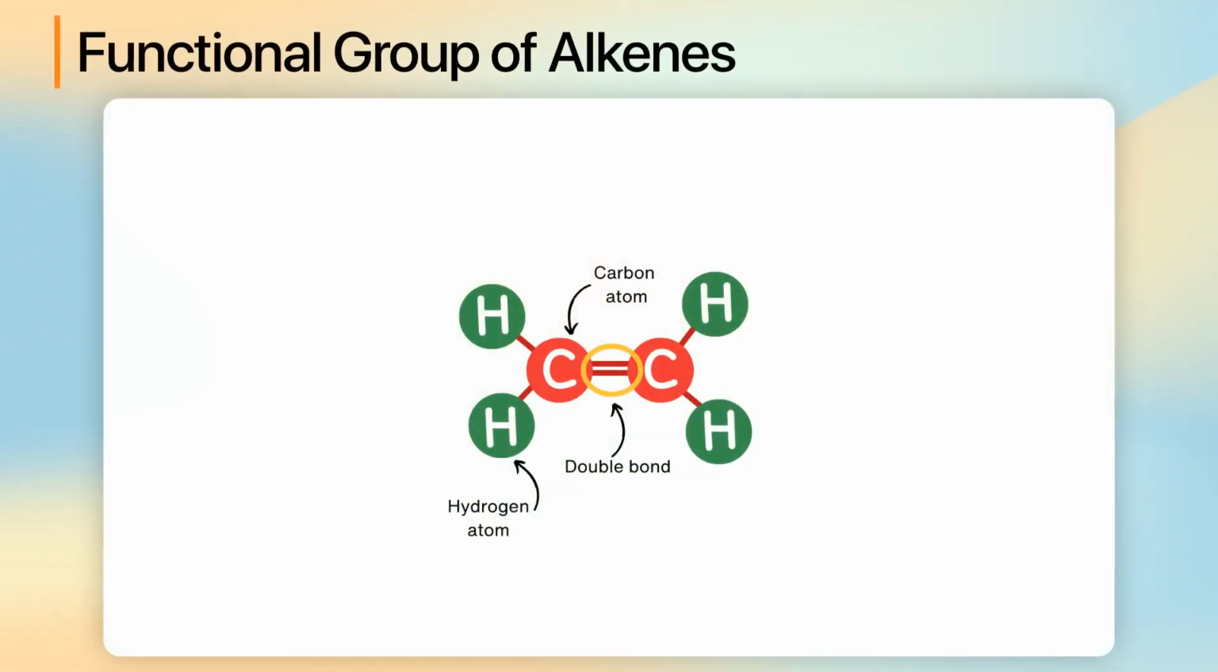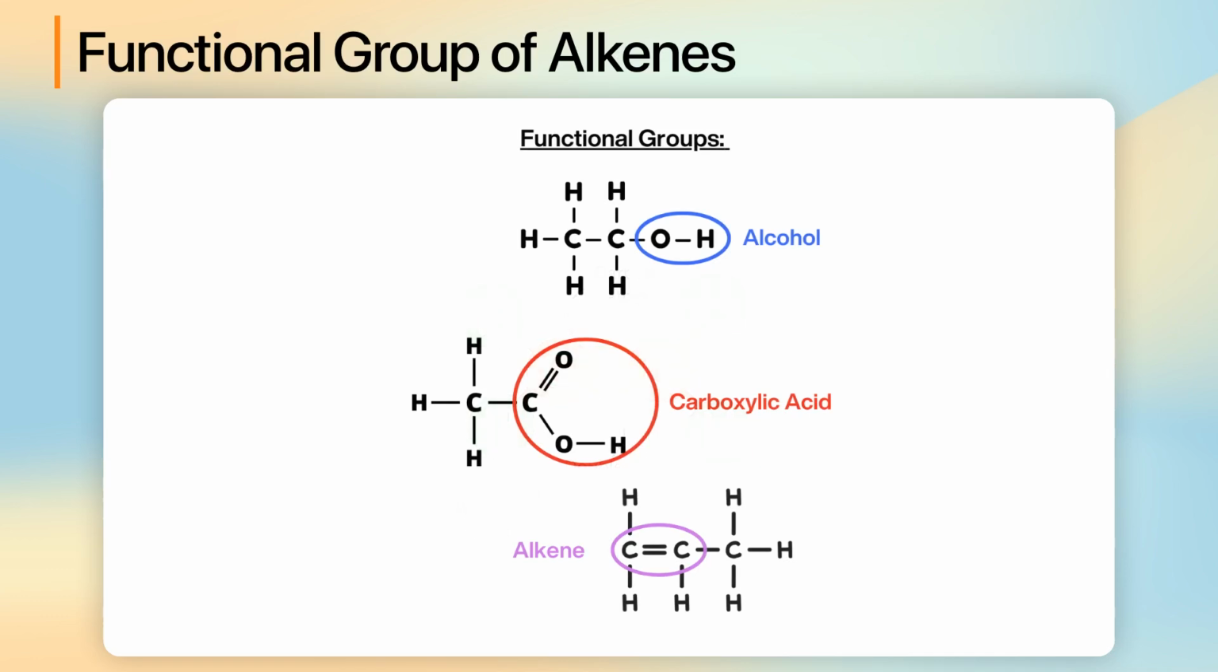Firstly, recall that alkenes are hydrocarbons, which means they are compounds made up of hydrogen and carbon atoms. The defining feature of alkenes is the presence of at least one carbon-carbon double bond. This carbon-carbon double bond is what we refer to as the functional group of alkenes. Functional groups are specific groups of atoms within molecules that determine how those molecules typically react.